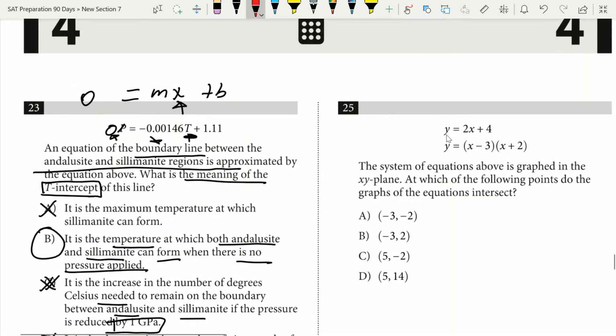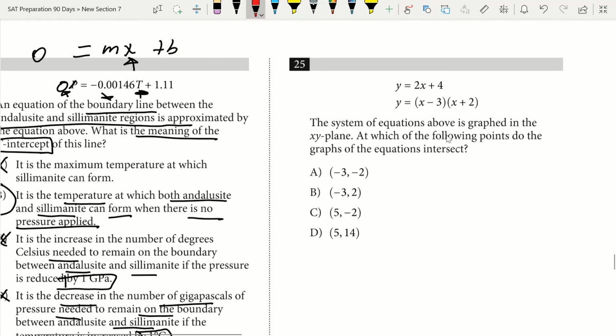All right, now we got question 25. Okay, question 25 is giving us two equations. So we're asked for the system of equations above, it's graphed in the xy plane. Which of the following points do the graphs of the equations intersect? Okay, they're going to intersect when they're equal. One thing that I see right away is that they both have y equals, so I'm just going to set them equal to each other.